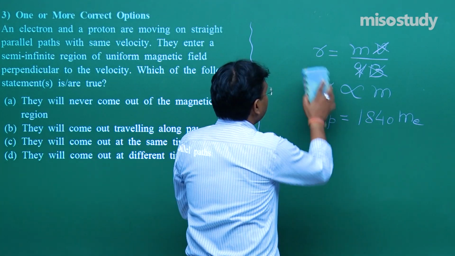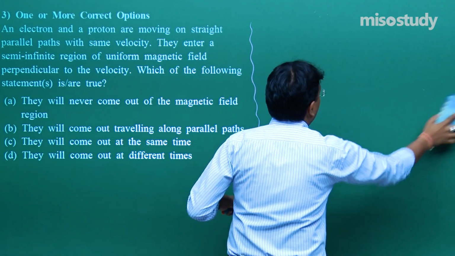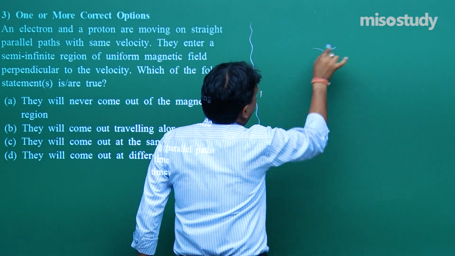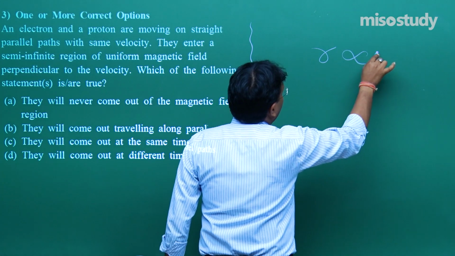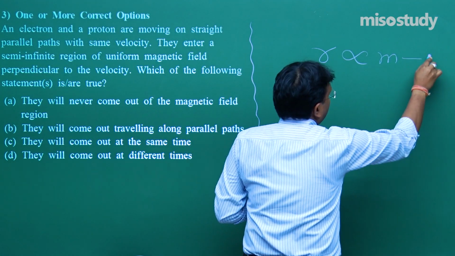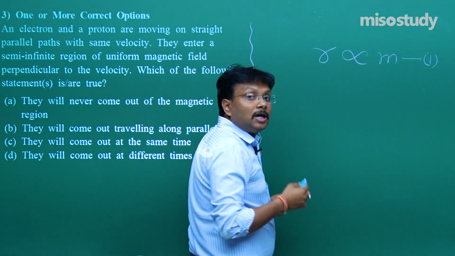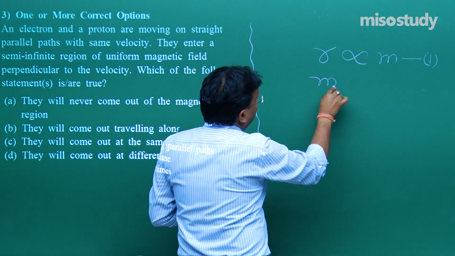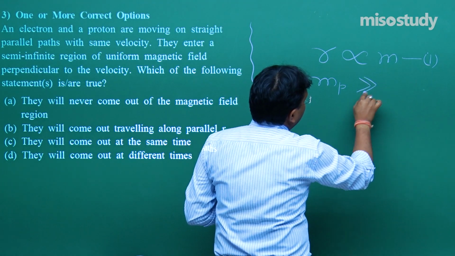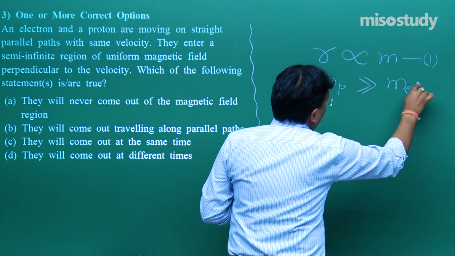So, let me write down the relation with a different approach, that is R is directly proportional to m, equation number 1, and mass of proton is very, very large compared to mass of electron.